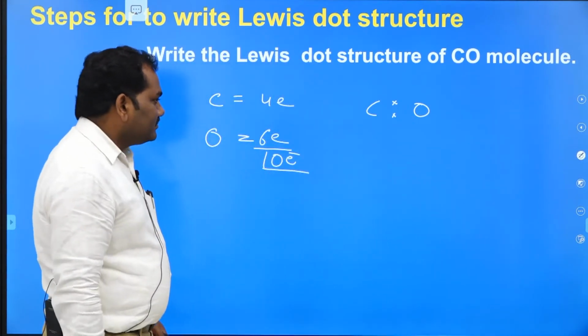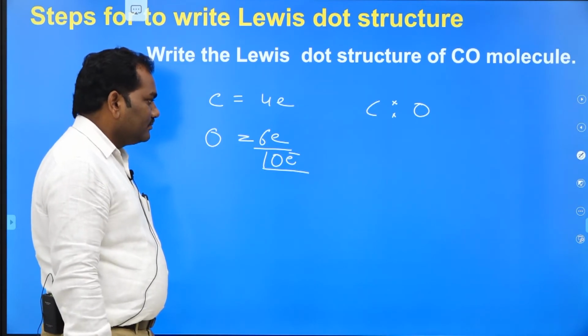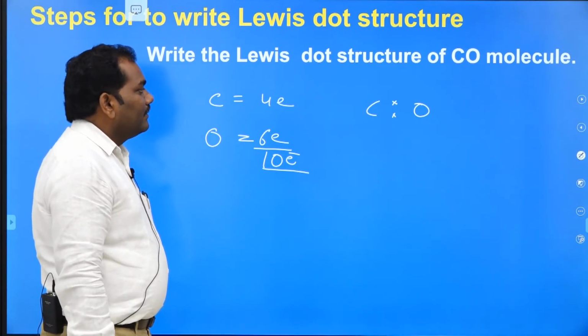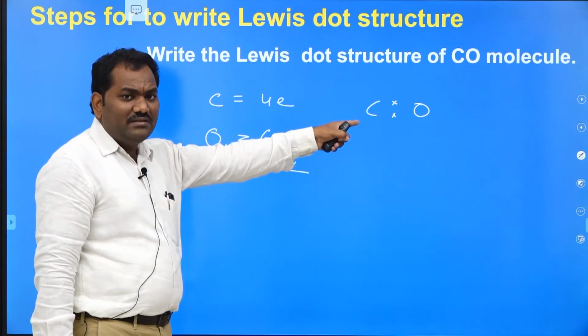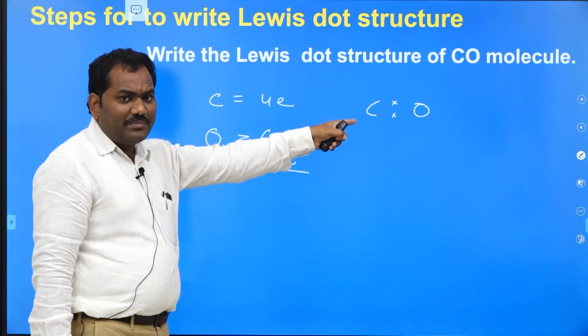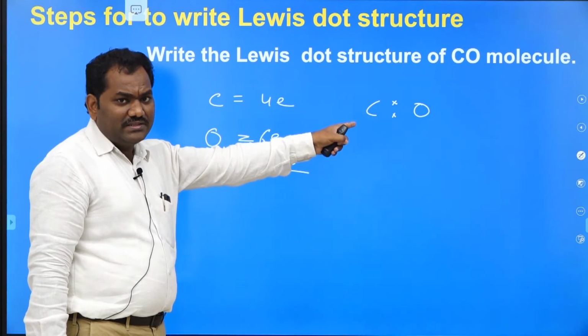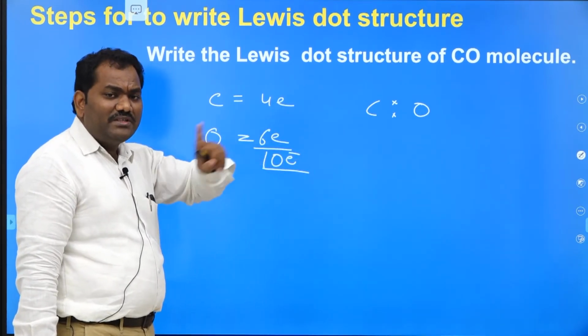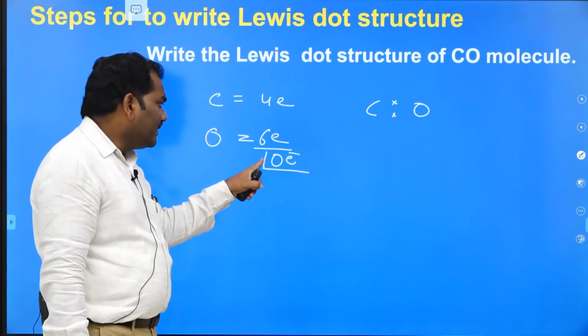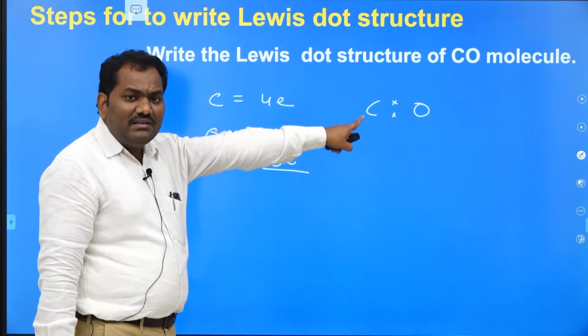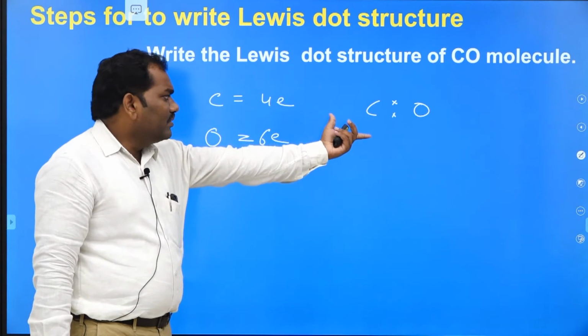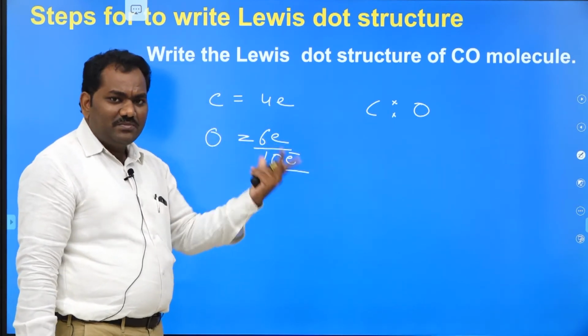And also, here the electrons are represented by dots, like this. First, after calculating the total number of valence electrons, we can write the skeleton structure like this. There is no problem, only 2 atoms are present in this molecule, that's why we can write like this.